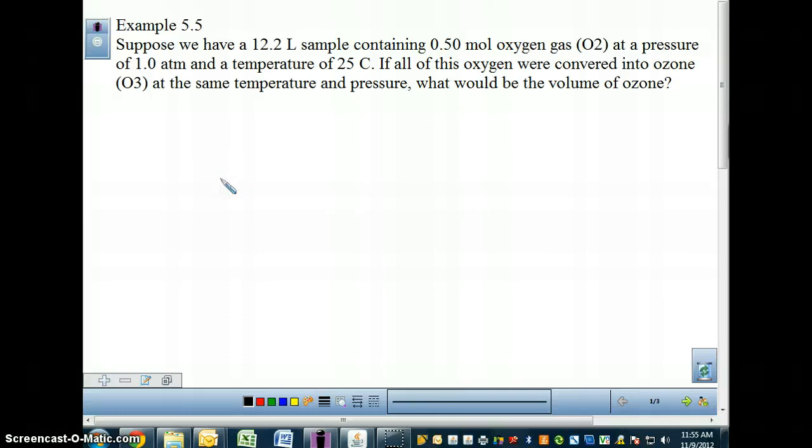The following is an explanation of example 5.5 on page 197. This problem works with Avogadro's law. Avogadro's law is much like Charles' law and Boyle's law in that we can only work with them when two of our variables remain constant.